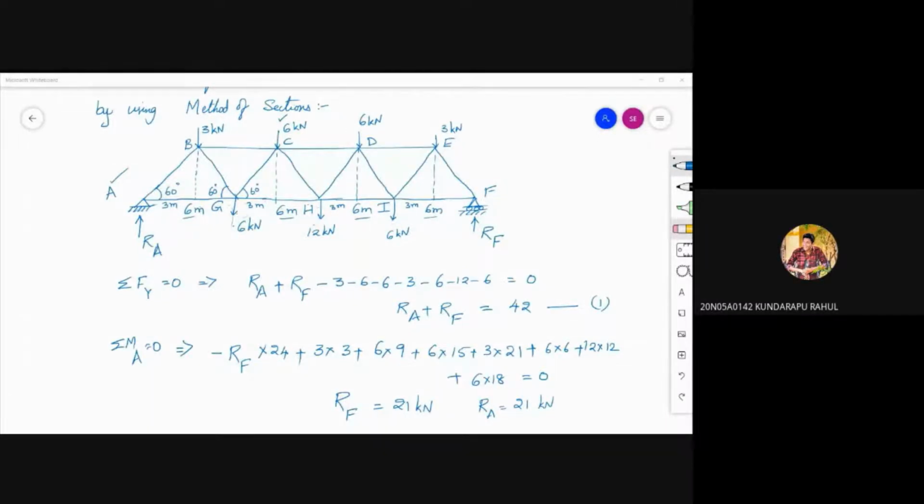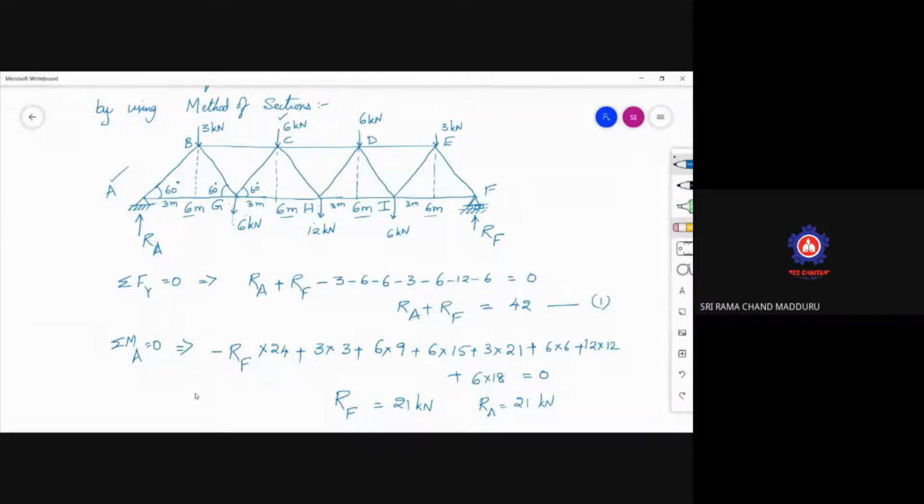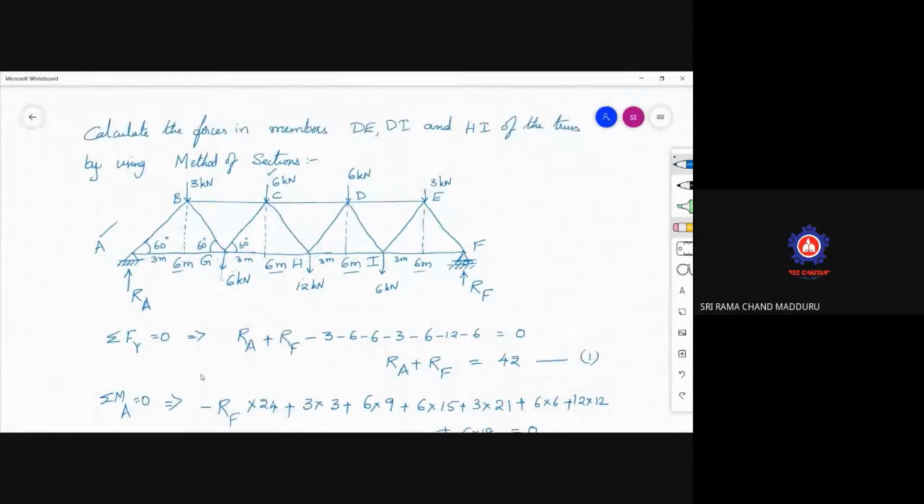Fine, sir. Right. Now, moving to the next one, we need to cut a section in such a way that wherever the member forces are required, we consider a section. So now see this one: DE is this one, HI is this one, HJ is this one. We need to cut a section such that the section intersects these members. Draw the free body diagram.